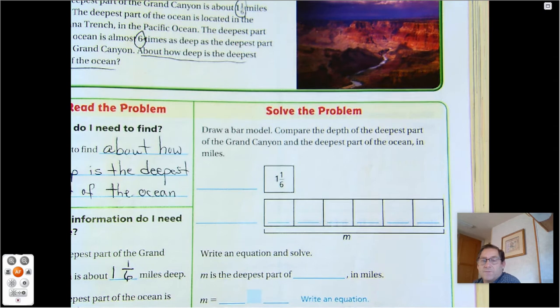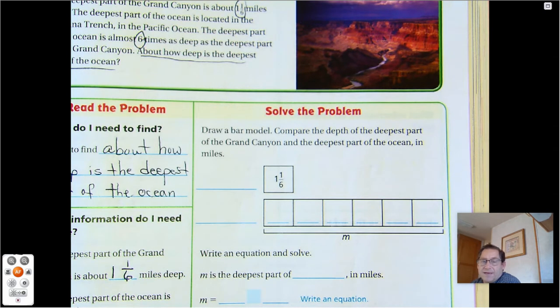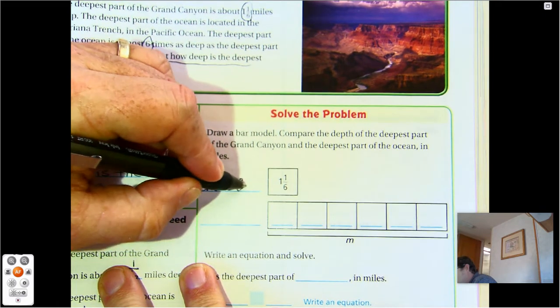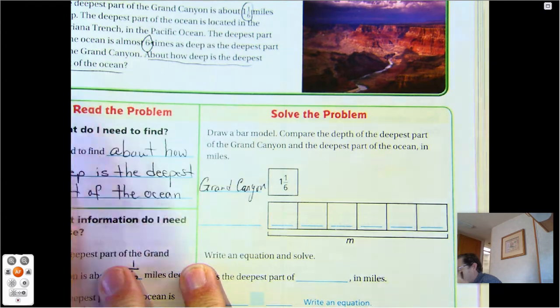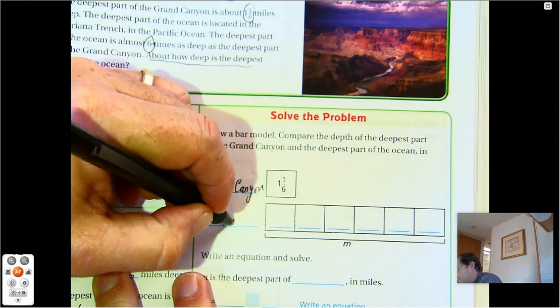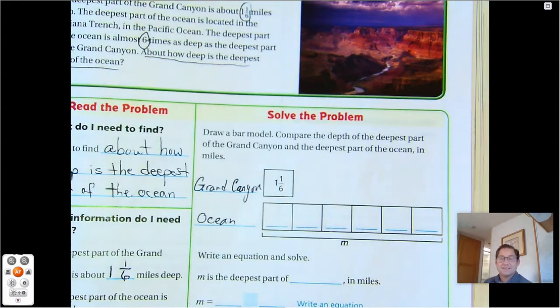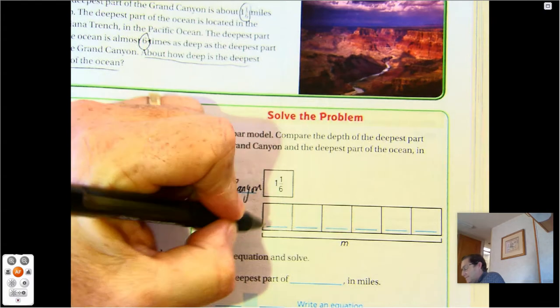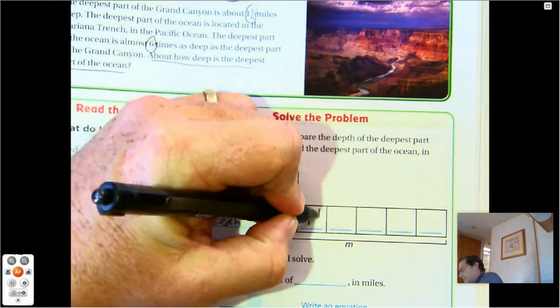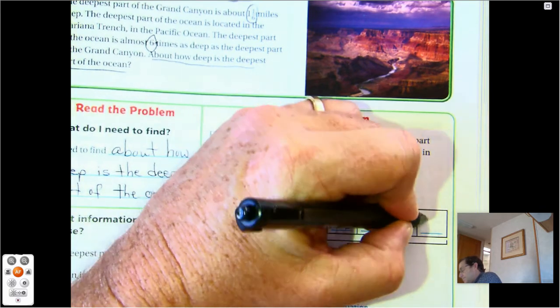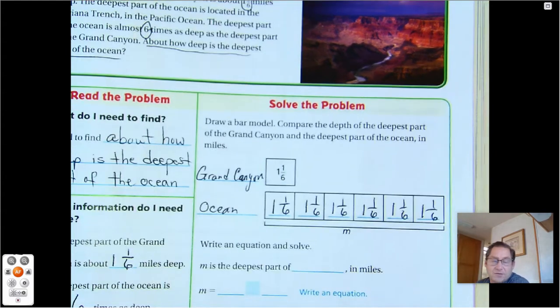It says draw a bar model and compare the depth of the deepest part of the Grand Canyon and the deepest part of the ocean in miles. So 1 1/6, that refers to the Grand Canyon. And the deepest part of the ocean, we can say Mariana Trench, or we can just write ocean, is 6 times as much. So each part's going to be 1 1/6. Okay, so we have 6 parts of 1 1/6.